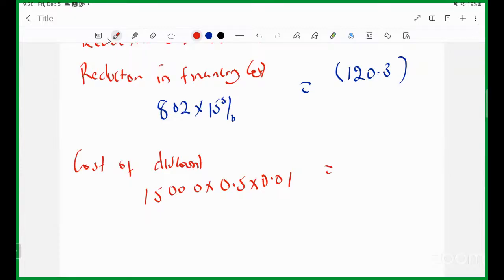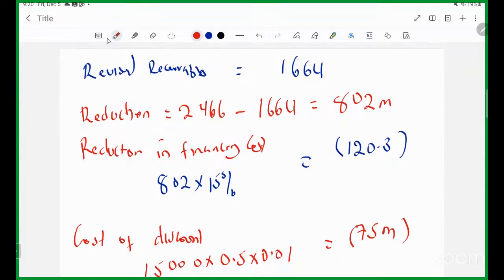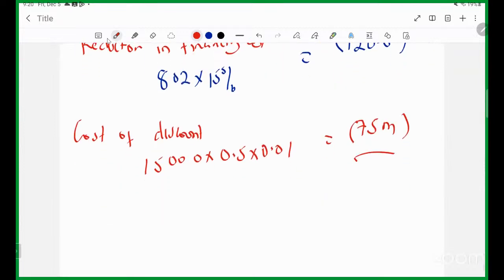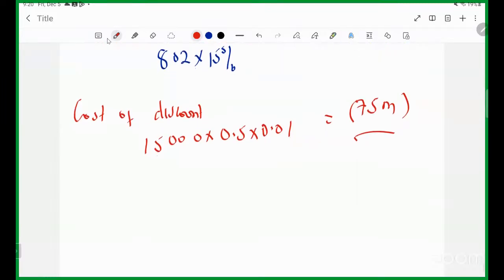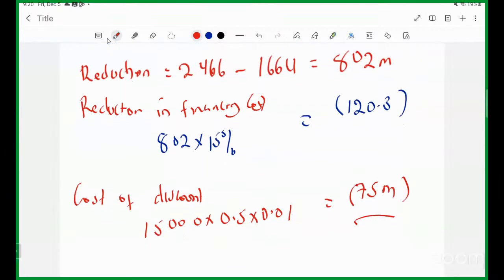Not everyone is going to get a discount. The discount is a cost to you. You would have received that money. You have 75 million. So now you get the net benefit. You're just going to get this 802 minus 120 minus 75. Get the net benefit, and you're done with that number. What do you have? 8607.